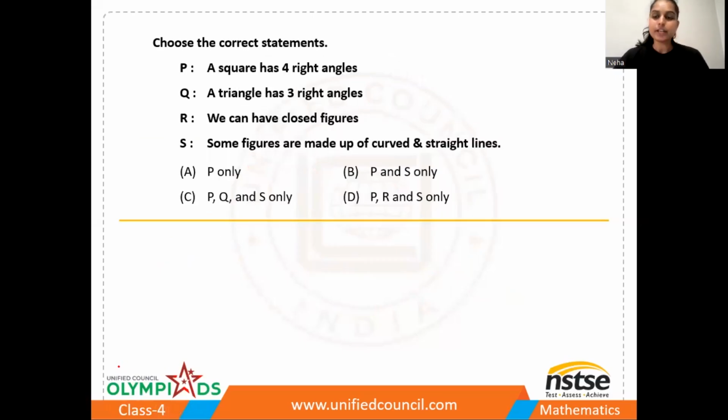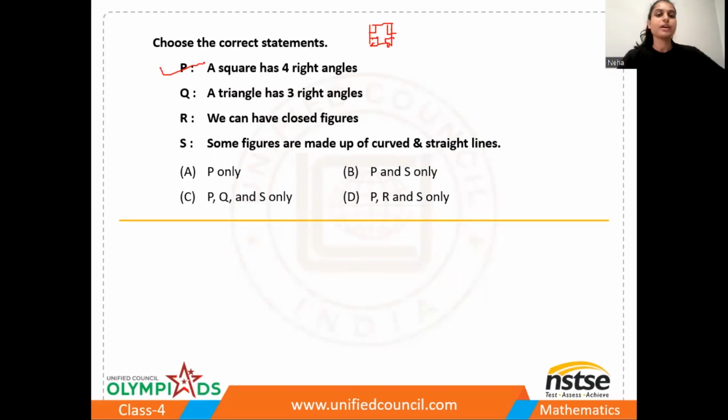All right. Now the next question you can see on the screen. Choose the correct statements. Basically P, Q, R, S, 4 statements are given, and we have to find which one is correct and which one is not correct. The first statement is a square has 4 right angles. Yes, it is correct. In the square we have 4 right angles and all sides equal, right? So yes, this statement is true.